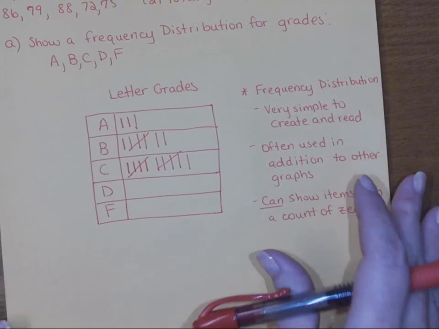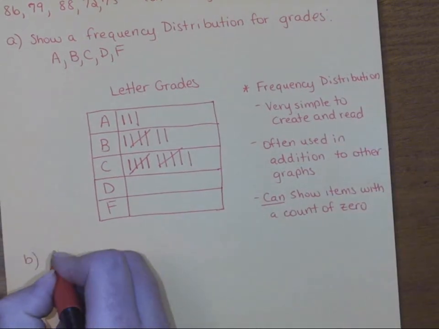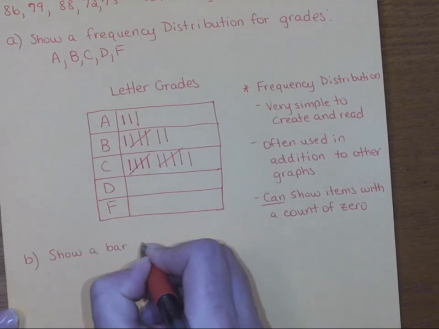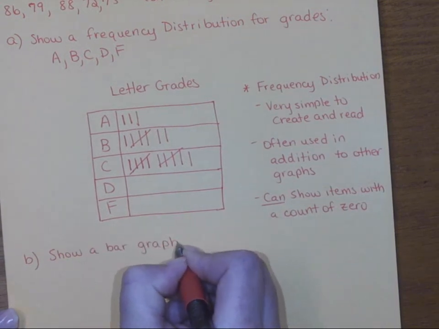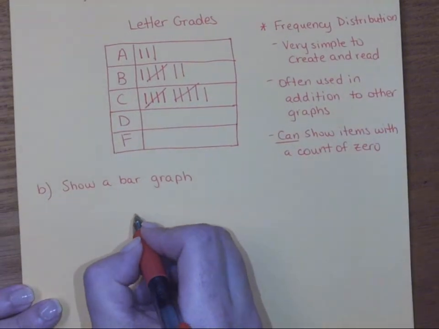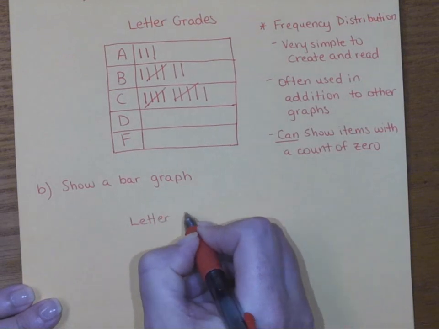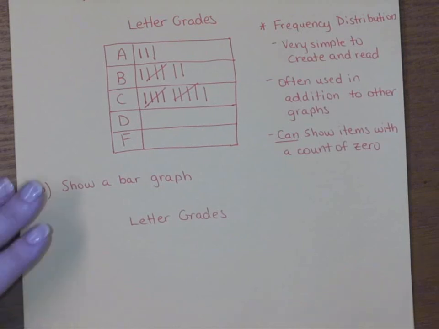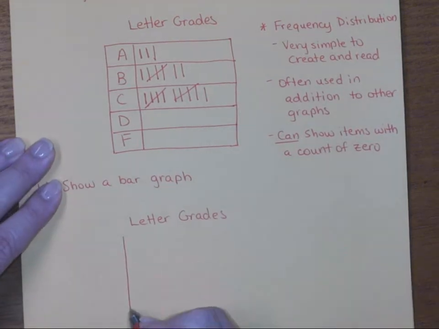Okay, so let's look at, we'll just kind of go in no particular order here. So let's show a bar graph. And then I'm going to show you a histogram right after that so you can see the difference. So for a bar graph, we're going to do the letter grades. So for a bar graph, we would need at least this.